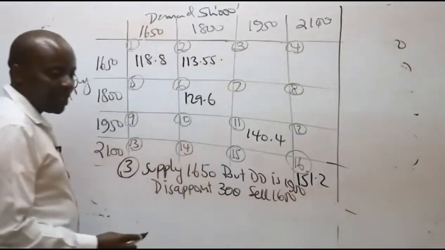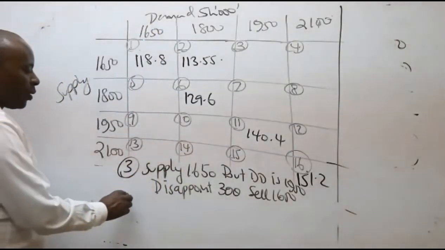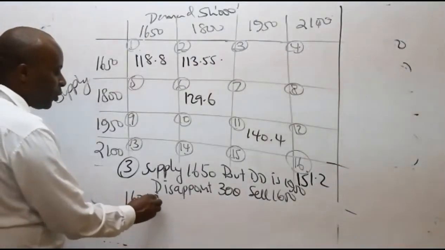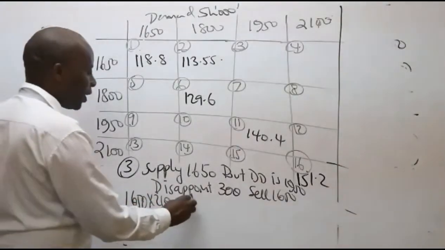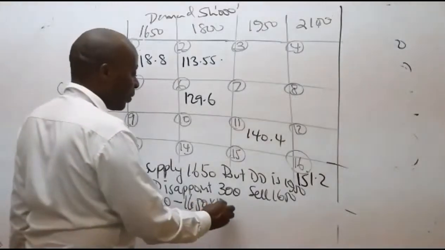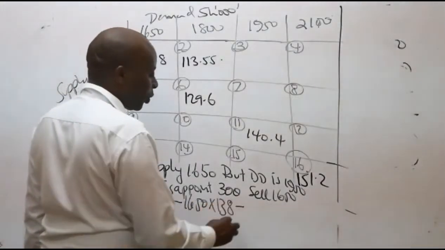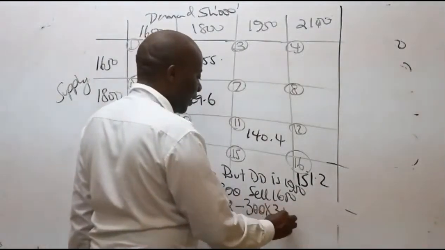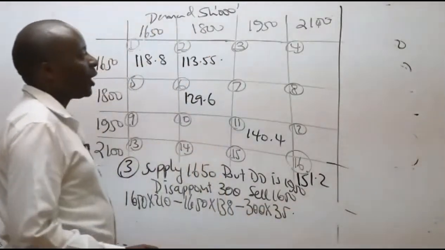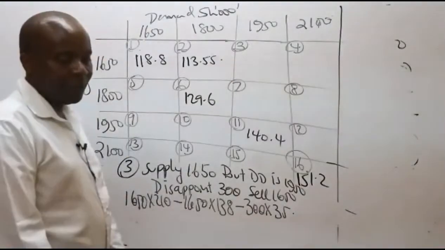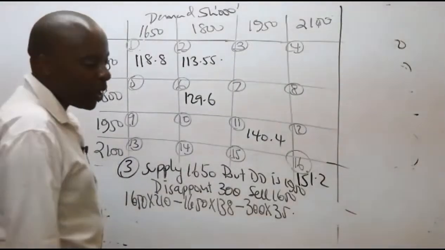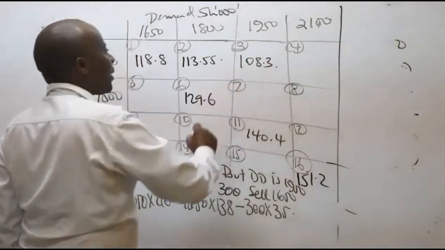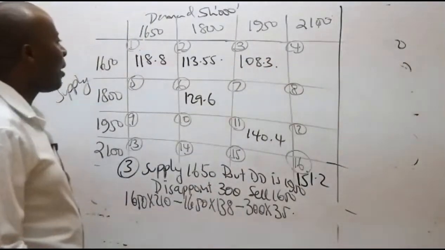So then the profit here will be 1650 times the 210, minus 1650 we have supplied times the 138, minus the opportunity cost of the customers who will be disappointed, 300 times 35. So could you kindly give me something to write here? Number 3. So 108.3.